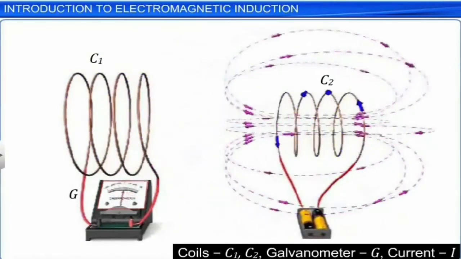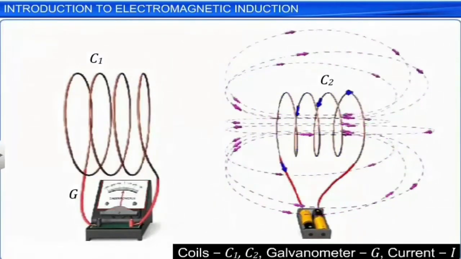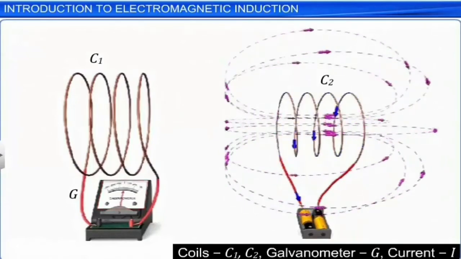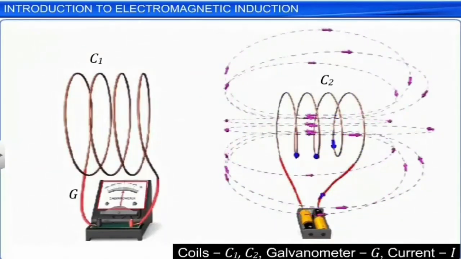From this experiment, Faraday concluded that it is the relative motion between the coil C1 and C2 which produces an induced current in coil C1.